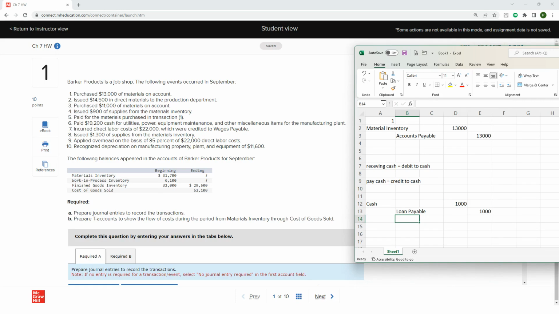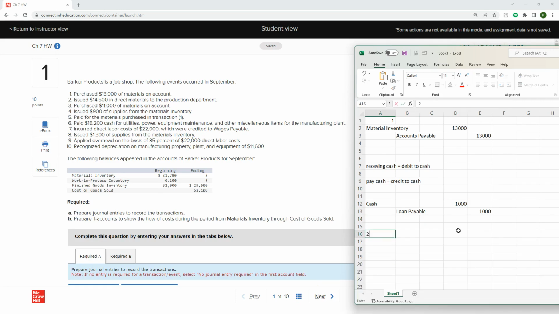Part 2, you issued $14,500 in direct materials to the production department. So that means that you had inventory of $14,500, and now you're moving them to the production department. So we're going to move the inventory out of the inventory account. We're going to have to credit materials inventory, and our debit will be to work in process. And we're going to debit and credit by $14,500.